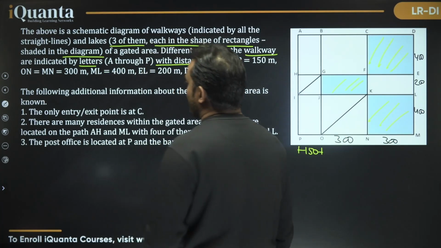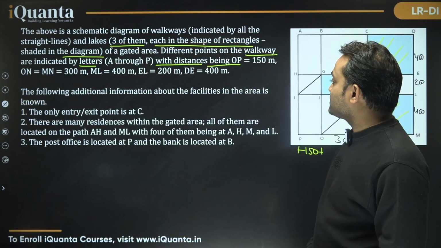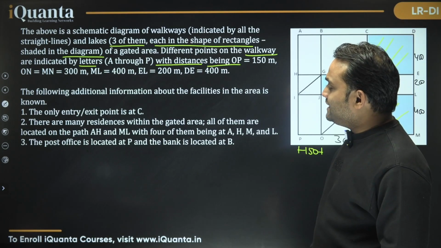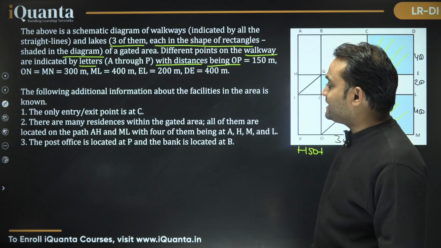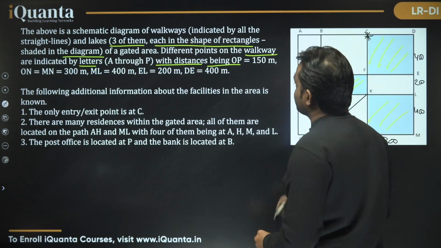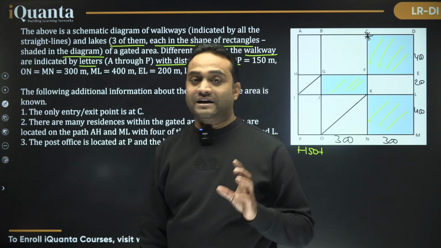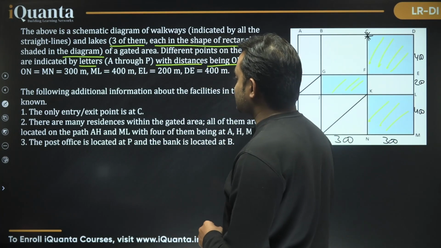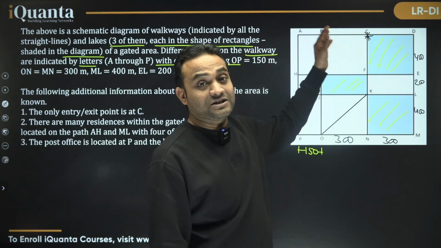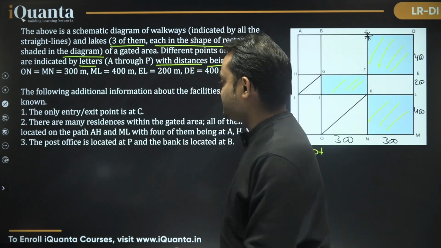Now it says the following additional information about the facilities in the area is known. The only entry exit point is at C. C is the only entry and exit point of this gated area, gated society. Means someone from outside can enter through point C and can exit through only point C.